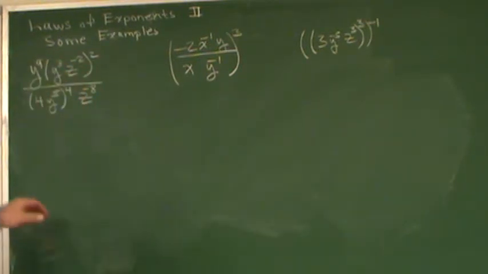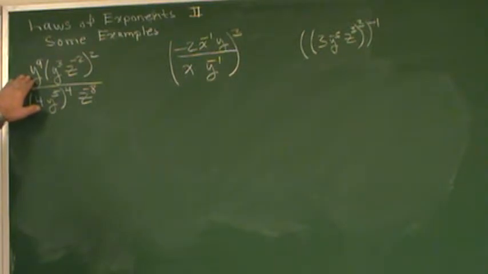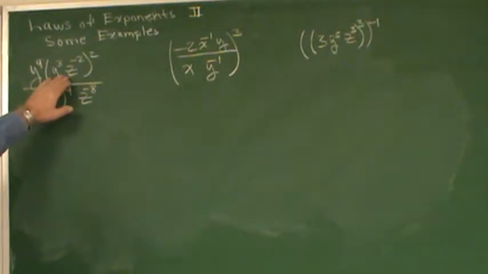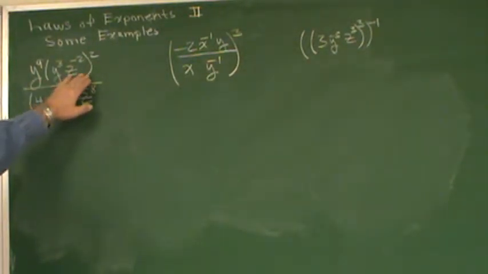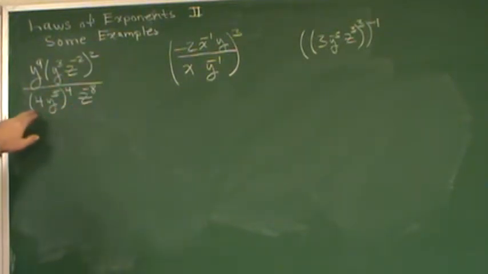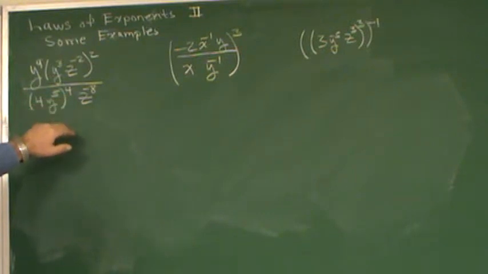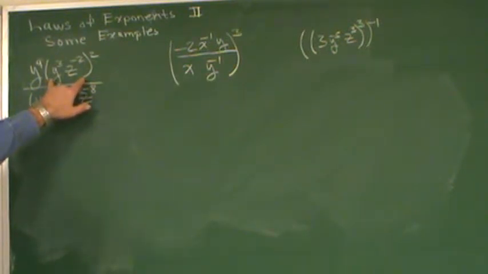Now, in this first example, I have y to the ninth, and then open parentheses, y cubed, z to the negative 2, close parentheses, that quantity is squared. Then I have 4y to the fifth, that's raised to the fourth power, z to the negative 8. Alright, so you want to start with grouping symbols first in laws of exponents. Remember your order of operations. So when I look at this, the first thing I want to do is take care of this parentheses.